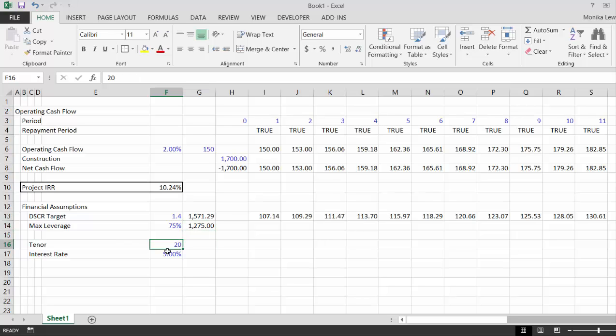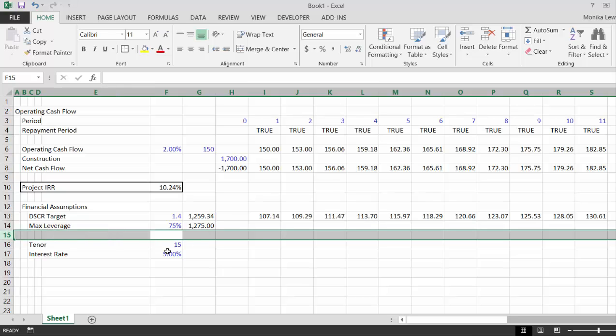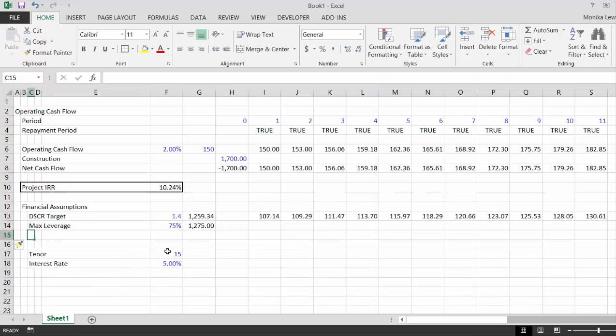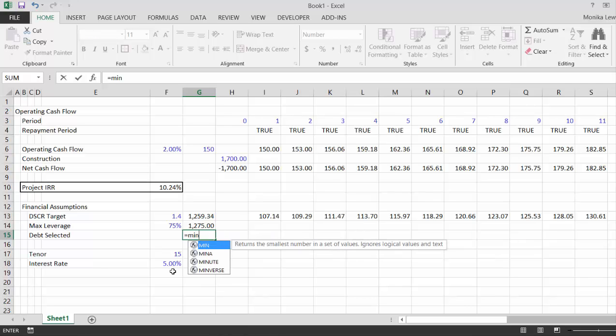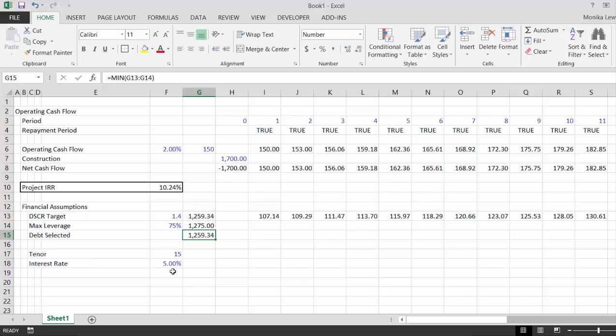I had a wonderful suggestion on how you can make this automatic. So you could add a row, debt selected, and we take simply the minimum of these two. Again, the minimum is the debt service constraint, but if we put 20 years, the minimum becomes the leverage constraint.